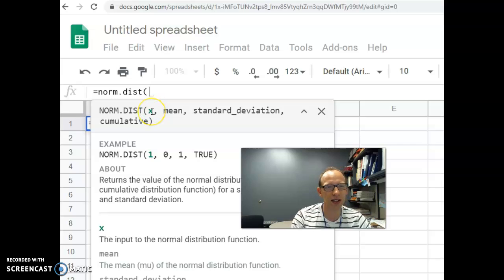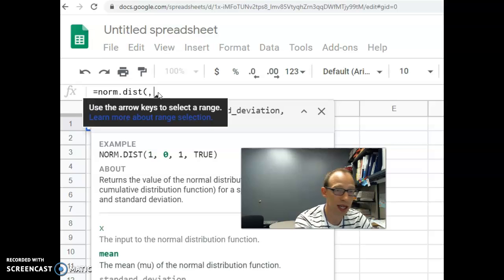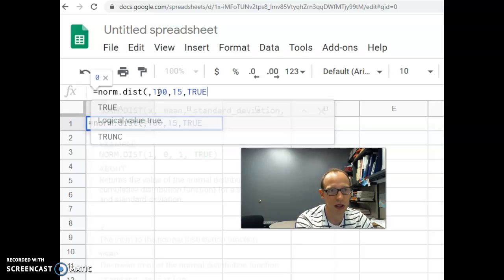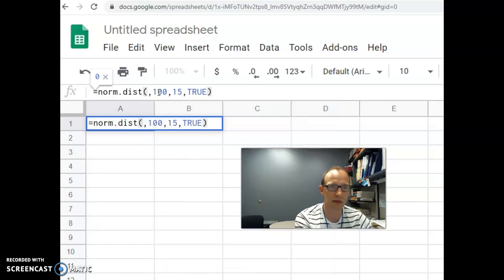So X here is probably the more confusing part. For the mean and standard deviation, let me go ahead and put them in first. The mean of the IQ distribution would be 100 with a standard deviation of 15. And for the cumulative part, we're just going to put true. Cumulative just means, do you want everything below it as well as the individual point you're at? In this case, we do. We want that entire region.